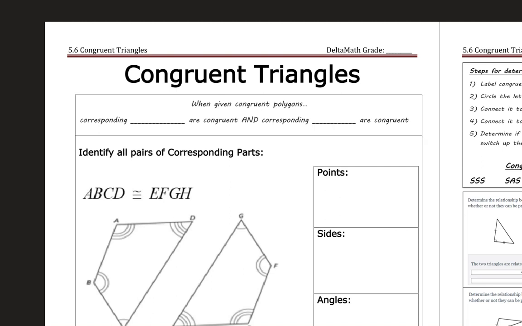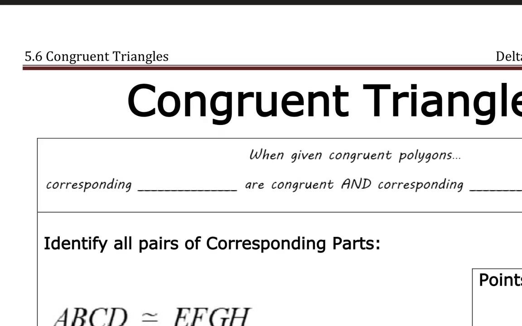Okay, kiddos, welcome back. Today we are going to talk about 5.6. We're talking about congruent triangles. Make sure that you write your name over here and let's put our grade over there when we're done. So let's first talk about what congruent means.